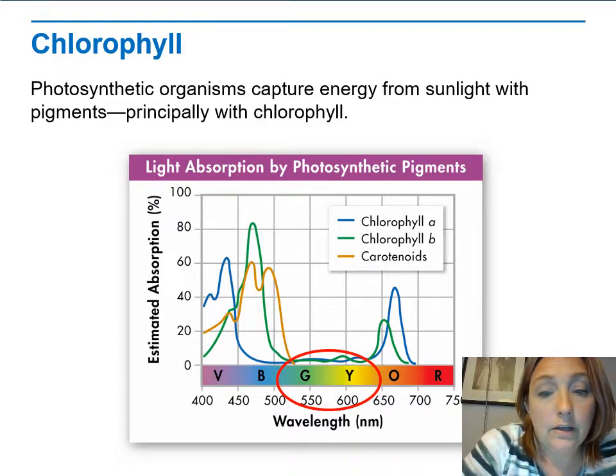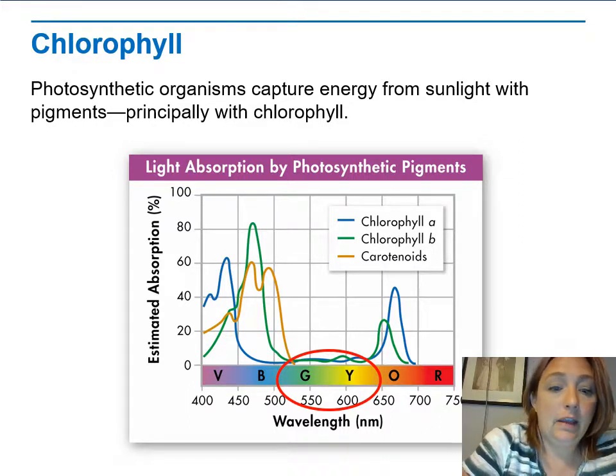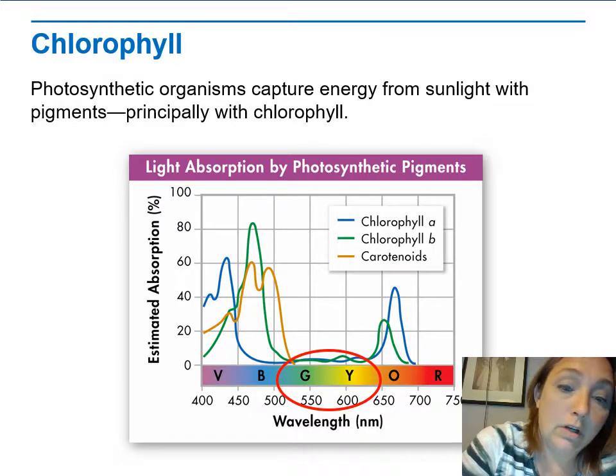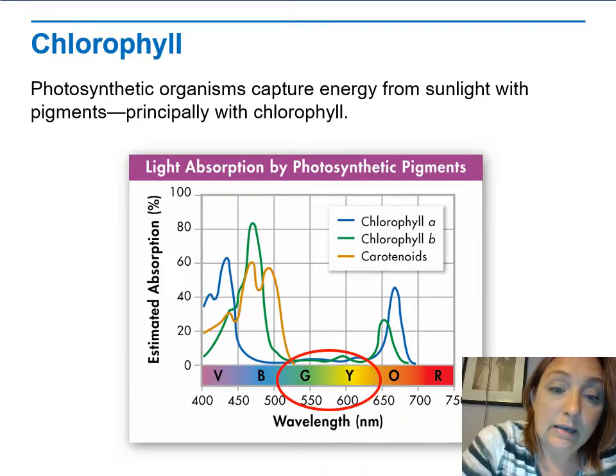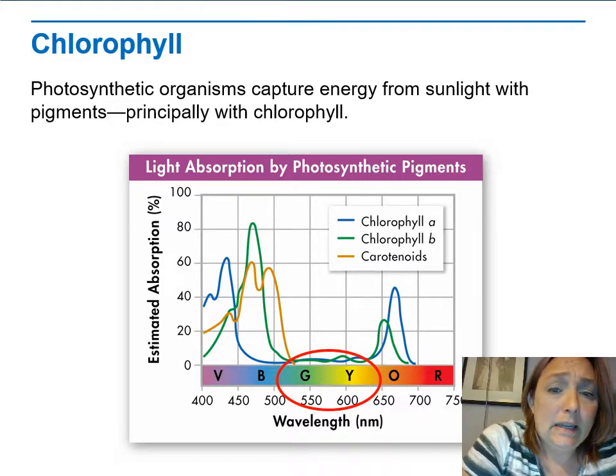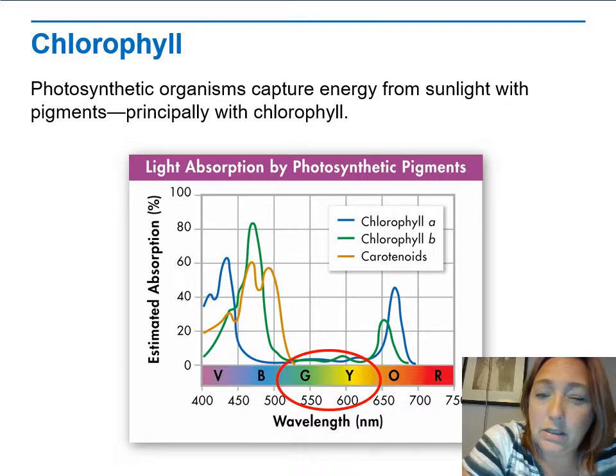One other thing to note is that the carotenoids, the orange line in the graph, absorb light in the violet, blue, and a little bit of the green spectrum. Carotenoids are other pigments present in the plant, but we don't normally see them because they're such a small percentage of pigments.